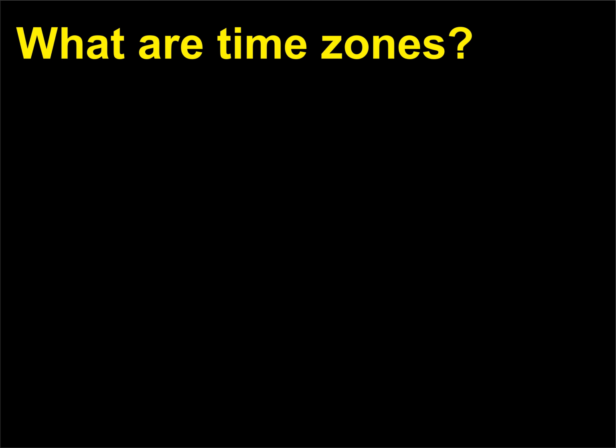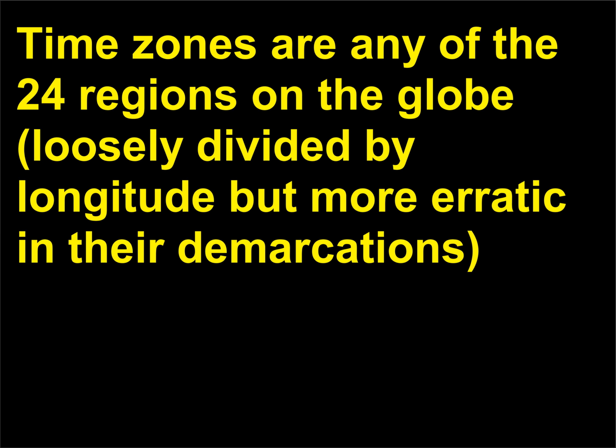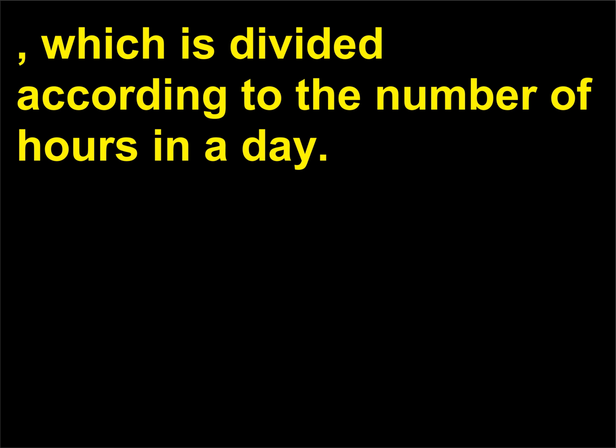What are time zones? Time zones are any of the 24 regions on the globe, loosely divided by longitude but more erratic in their demarcations, which is divided according to the number of hours in a day.